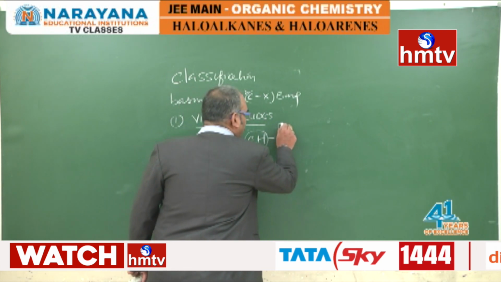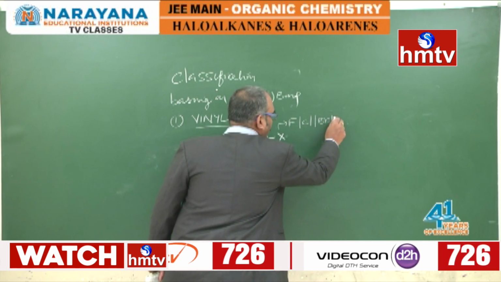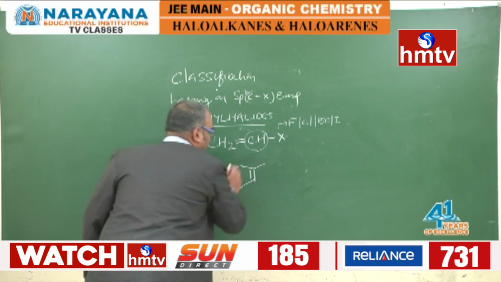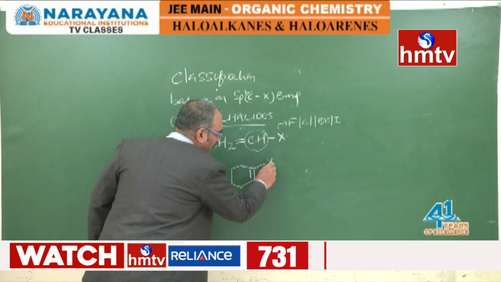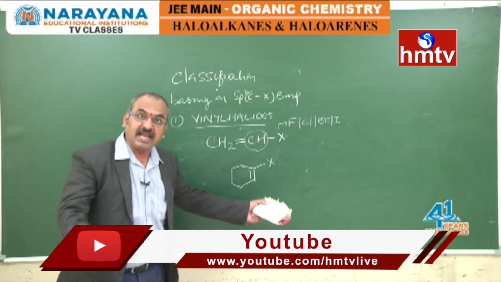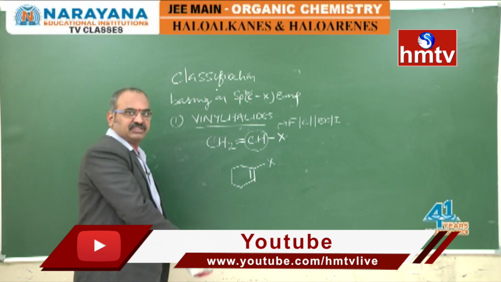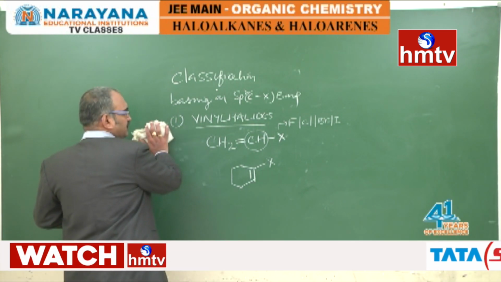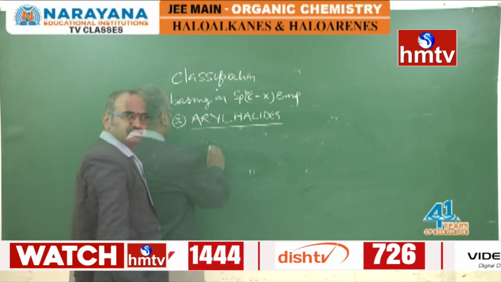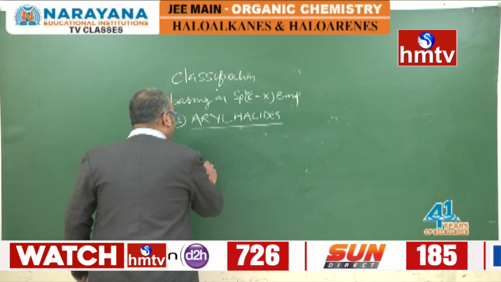So here the halogen can be fluorine, chlorine, bromine, iodine. Now this is also a vinylic carbon, a double bonded carbon to which the halogen is attached. So these are the vinyl halides where the halogen is attached to the vinylic carbon. So this is one class of alkyl halides or halogen derivatives. The other one is aryl halides. In aryl halides, the halogen atom is directly attached to the carbon atom of the benzene ring.